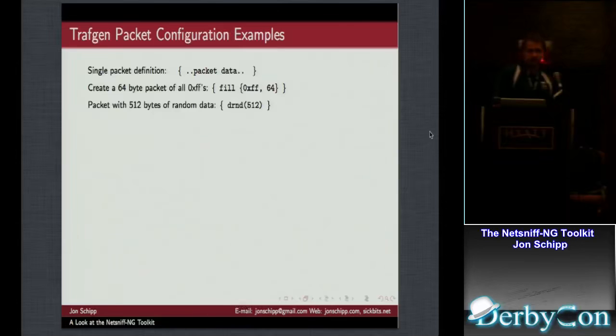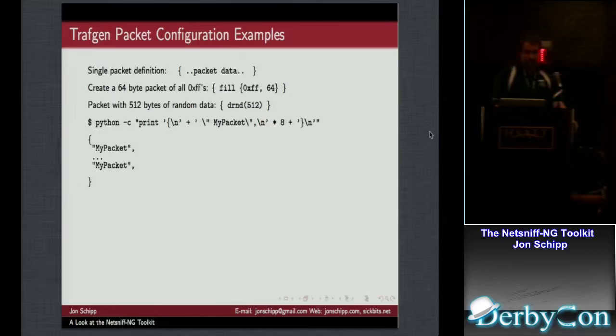And we have this one. This generates 512 bytes of random data. And you can use your scripting languages. So if you want to make your own configs, here's an example using Python: a Python print statement just to print the brackets, a new line, and then add the data, and then multiply whatever happens at my packet times 8, so that string 8 times.